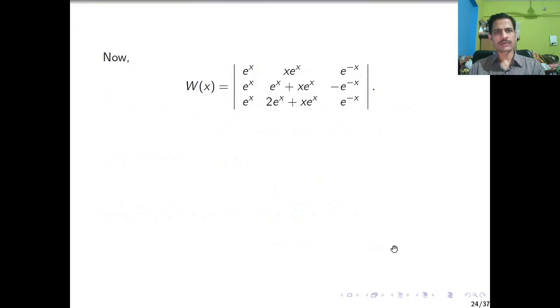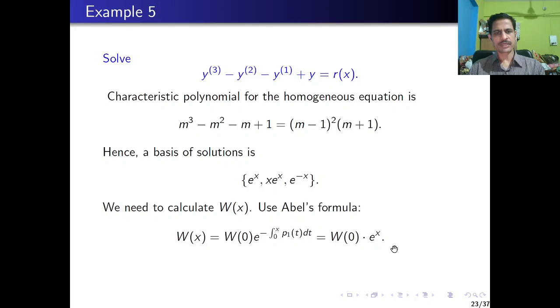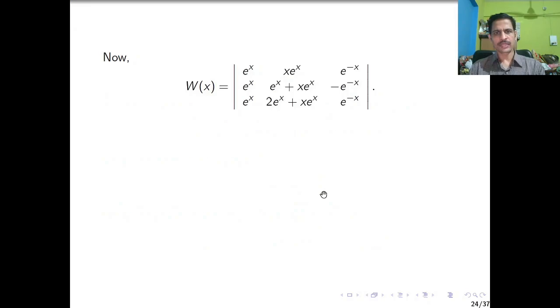Now we'll calculate what is W(0). For that, we first write down the expression for W(x), the Wronskian. So first comes in the first row y1, y2 and y3. So we have e^x, x e^x and e raised to minus x. Then their derivatives come here and their double derivatives come here. This is the expression for the Wronskian.